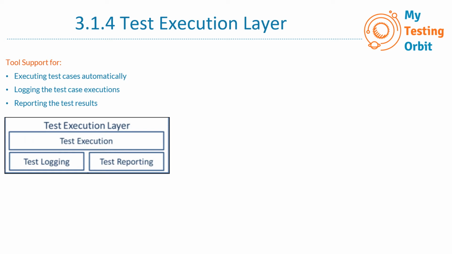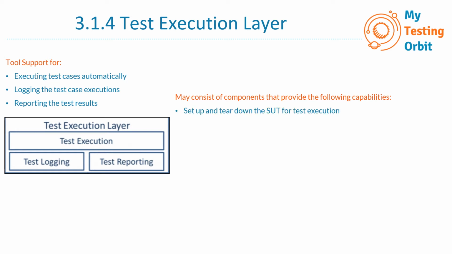Okay, so we have covered the tool support. Now let's talk about the components in this layer. It may consist of components that provide the following capabilities. The first one is to set up and tear down the SUT for test execution. Okay, so this is a standard way to initialize settings for a system. I'll cover the concept of setup and tear down in a while with the next point.